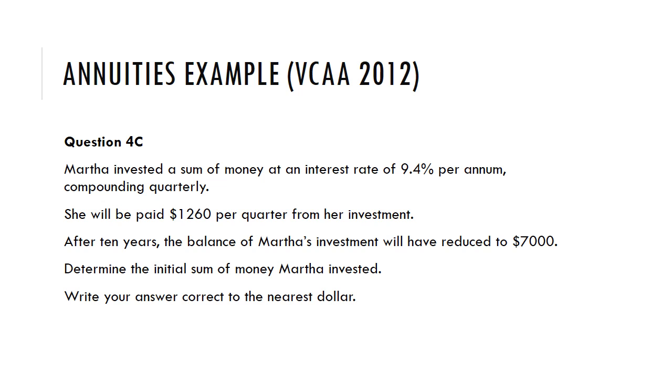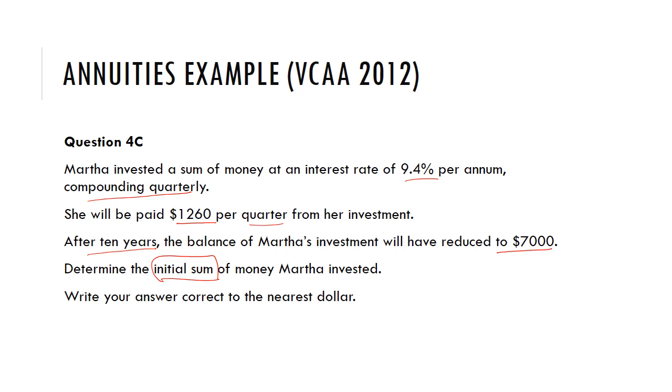So in this example, from a past exam paper, VCAA 2012: Martha invested a sum of money at an interest rate of 9.4% per annum, compounding quarterly. She's going to be paid $1,260 per quarter from her investment. After 10 years, the balance is now $7,000. What was the initial sum? So we want to find out what the principal value was in her particular investment.